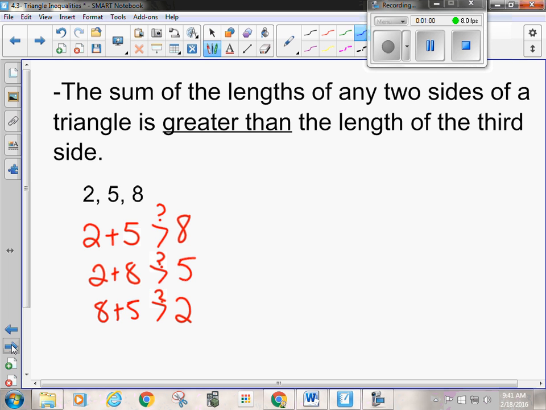So if we go ahead and calculate this, 2 plus 5 is only 7. 7 is not greater than 8. So right off the bat, we can say, nope, it's not a triangle. It's not going to work out.